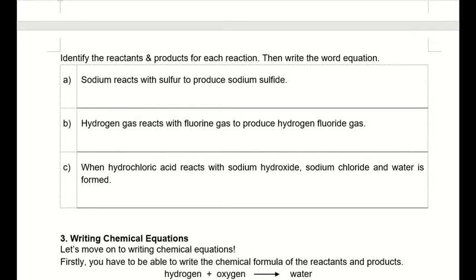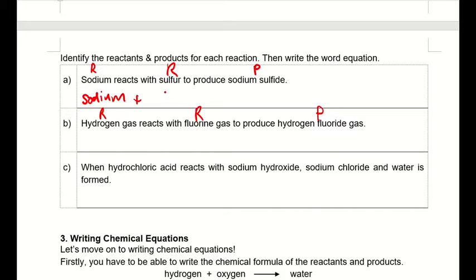Sodium reacts with sulfur. So you need to identify what the reactants are. This is a reactant and this is a reactant because they react with each other. And the product is sodium sulfide because it produces sodium sulfide. For B, hydrogen gas is a reactant, fluorine gas is a reactant, hydrogen fluoride is a product. Okay, so if you wish to try it yourself, you can pause or skip this portion of the video, and then check your answers later.